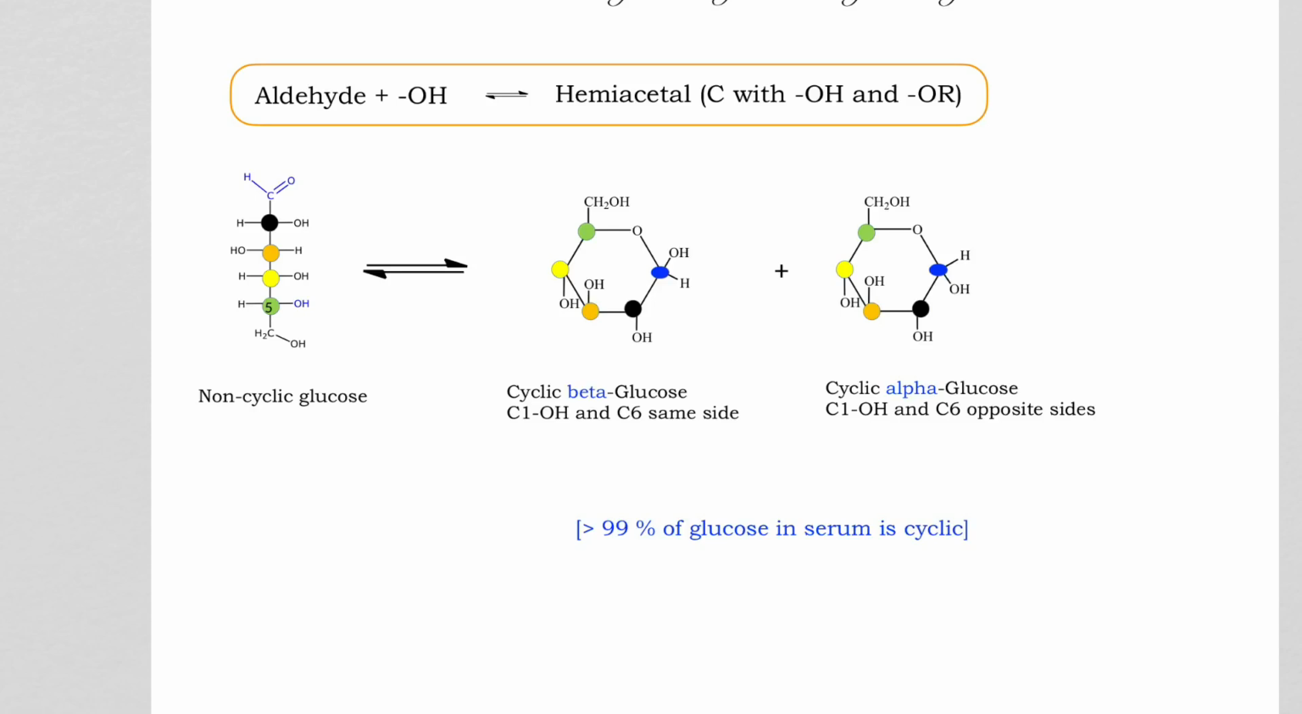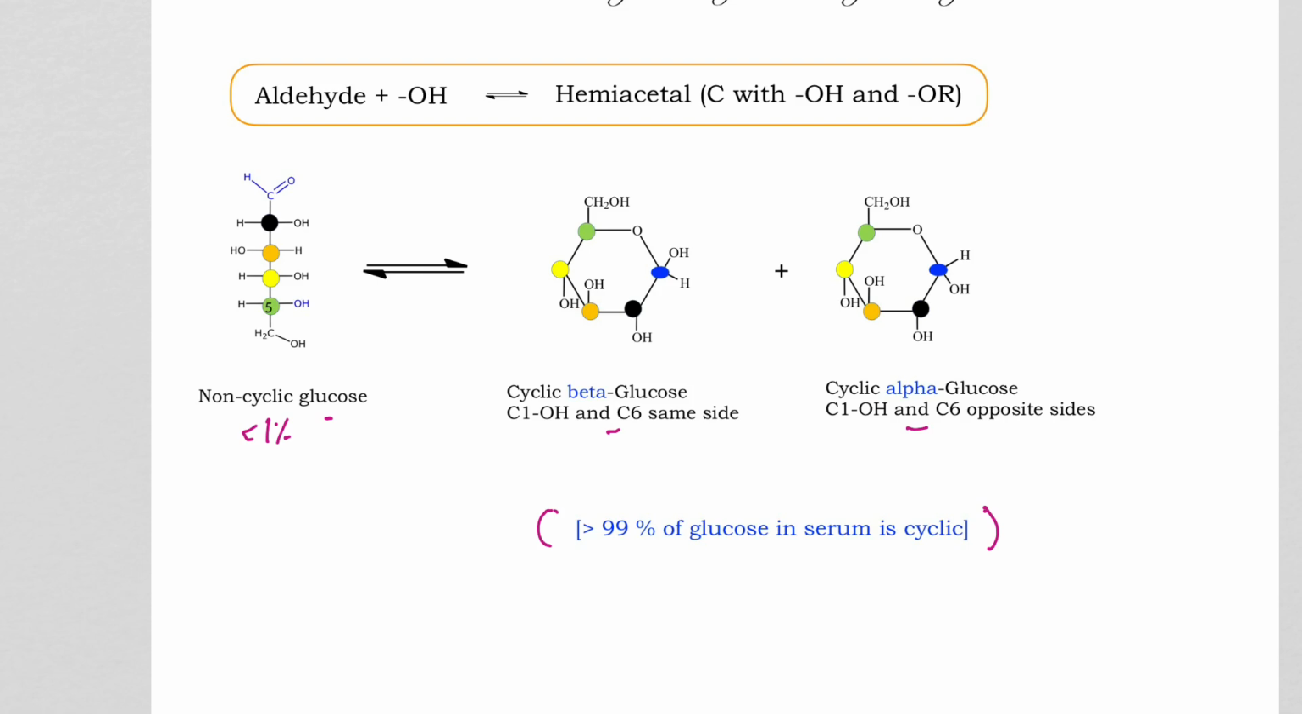So the non-cyclic glucose in water can form beta cyclic glucose and alpha cyclic glucose. These 2 cyclic forms are the major forms in your blood, in your serum. More than 99.9% of glucose is cyclic. Very little, much less than 1%, is the non-cyclic form.